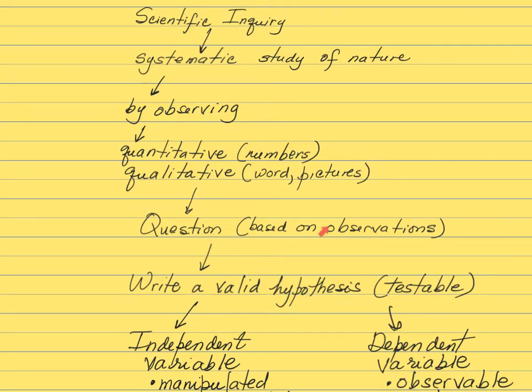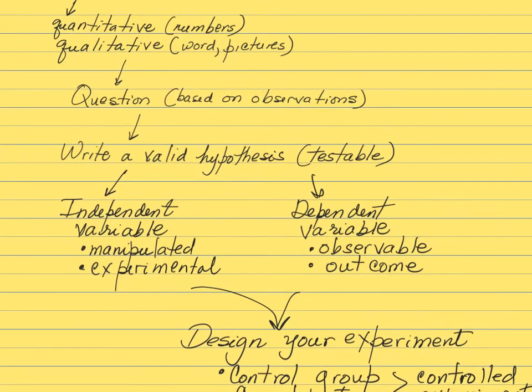So based on the observations that you made of your surroundings, you're going to create a question. Based on that question, you're going to write a hypothesis. A hypothesis has to be testable. You have to be able to create an experiment just to prove or disprove the hypothesis. Now, in order to write a hypothesis, you need two things.